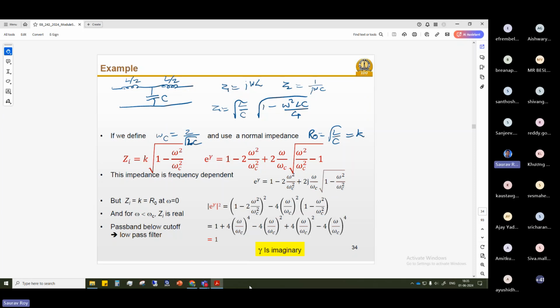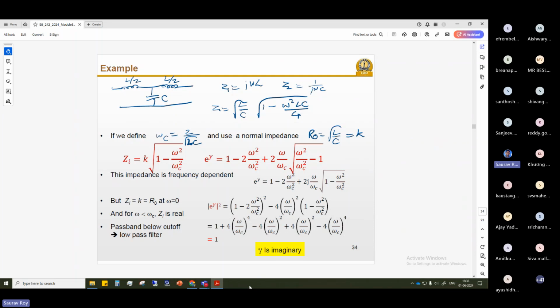And when the alpha term is not there, then we have j beta. That means gamma is imaginary. In that case, the wave propagates. Beta is the propagation constant, the phase shift per unit length. So in that case, the wave only propagates. There is no attenuation. This is called a propagating wave, so the wave will propagate through the circuit.